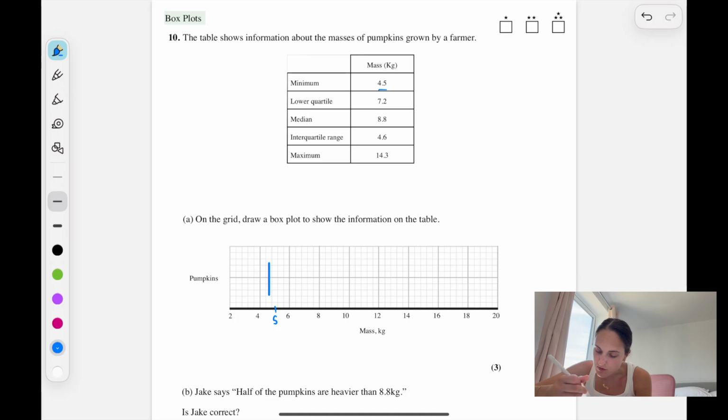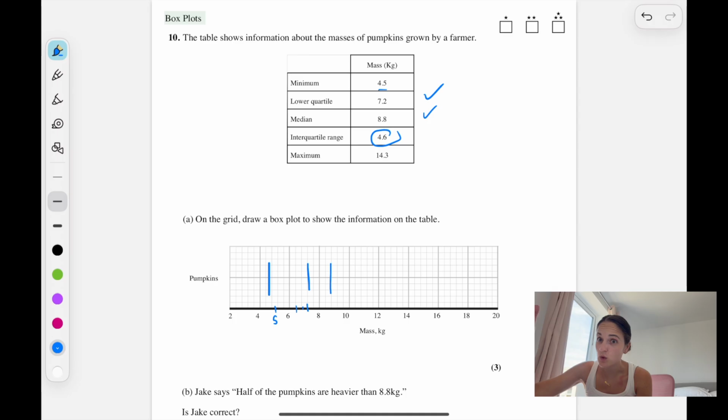The lower quartile is 7.2. So 7.2, we're going up in 0.4s on this scale. So 7.2 is here. So I'm going to plot 7.2 over here. The median is 8.8. So I'm going to do 8.8. So that's here.